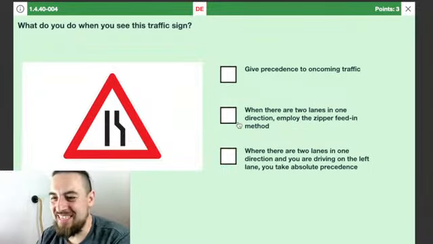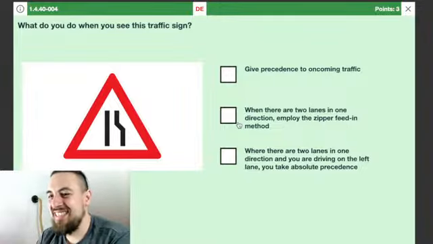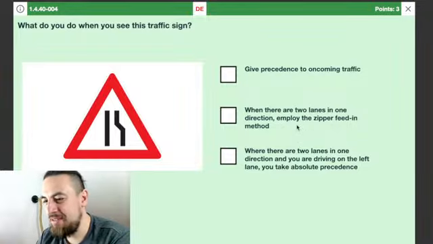Okay, let's go ahead. What do you do when you see this traffic sign? Yes, exactly. What do you do when you see this traffic sign? Give precedence to oncoming traffic. When there are two lanes in one direction, employ the zipper feed-in method. Where there are two lanes in one direction and you're driving on the left lane, you take absolute precedence.